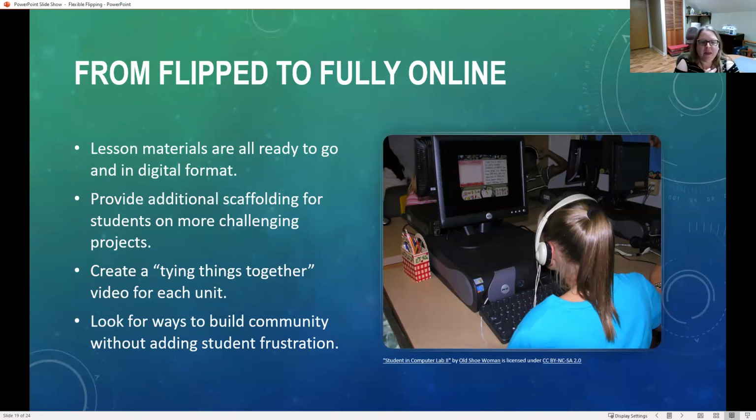And then my last recommendation here is to look for ways to build community without adding student frustration. I used to require every student make 3 posts on a discussion board every week. That became really stressful and non-meaningful. So think about ways that you can, for a math class, right? They're still doing homework, they're still doing these other things. So think about other ways that you can do some of this community building. Is there a way that you can pair things up?